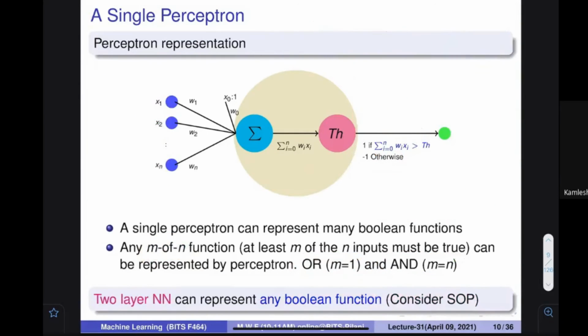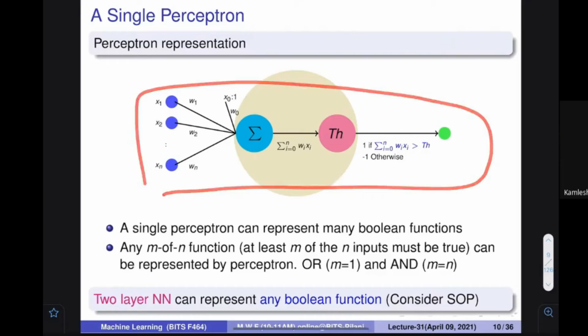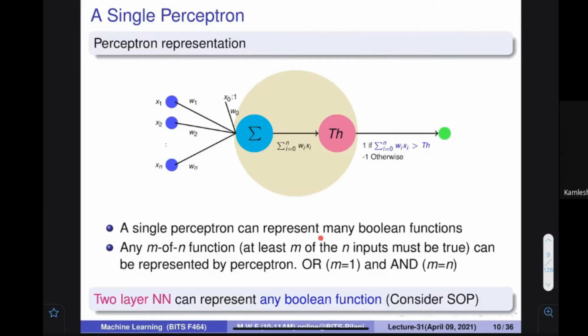What is the architecture of the perceptron? You have seen that the architecture of the perceptron is this, and it can represent many Boolean functions. If you change the values of these w's, you are going to get a different function. And any m-of-n function can be represented by this thing.